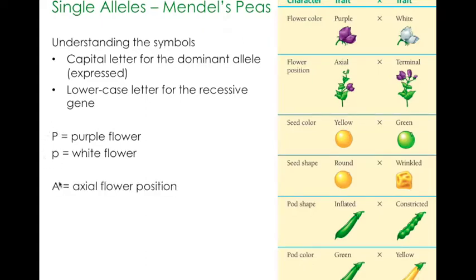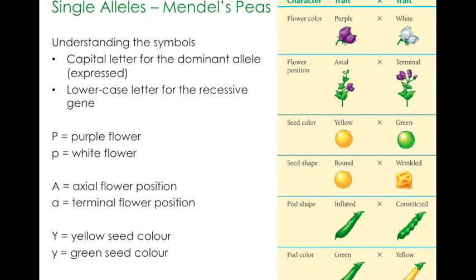Okay, A might represent flower position, capital A for axial, lowercase a for terminal. Now these are assigned by people. You can make this up as you go. Okay, yellow, which is capital Y, and lowercase y for green. If you use a different letter, you are now talking about a different trait. So if you're talking about the same trait, seed color, flower position, or flower color, you have to use the same letter. It's just whether it's in capital or in lowercase.